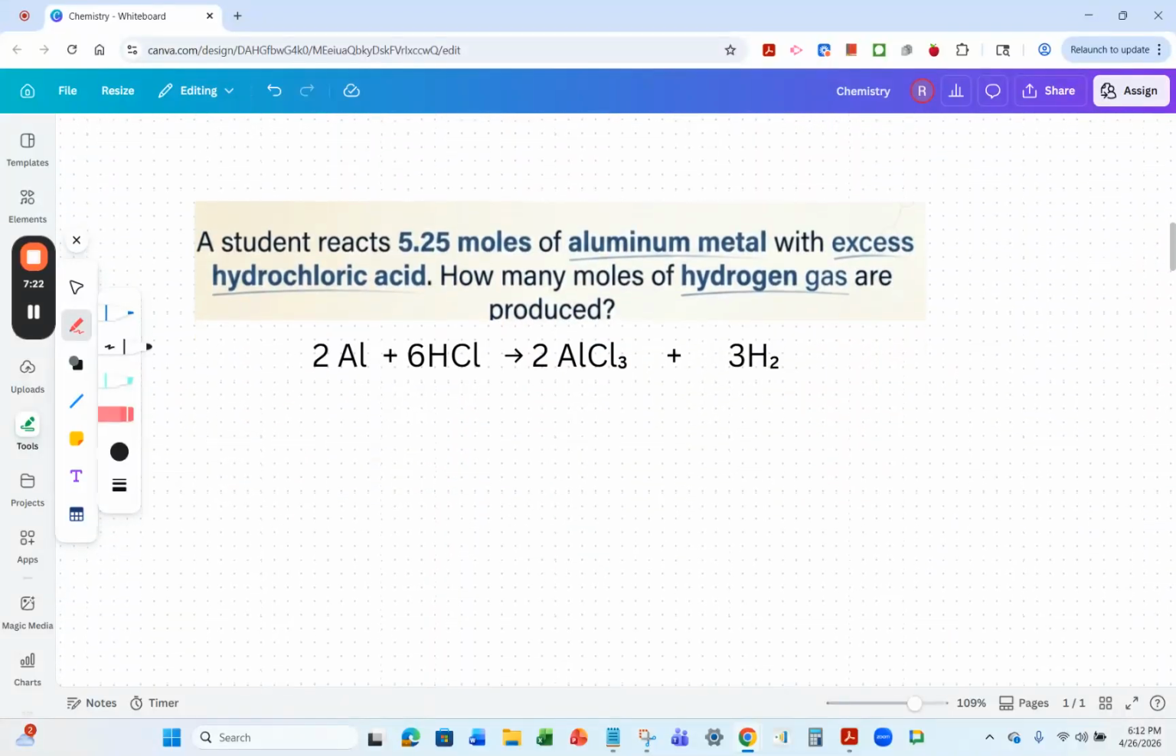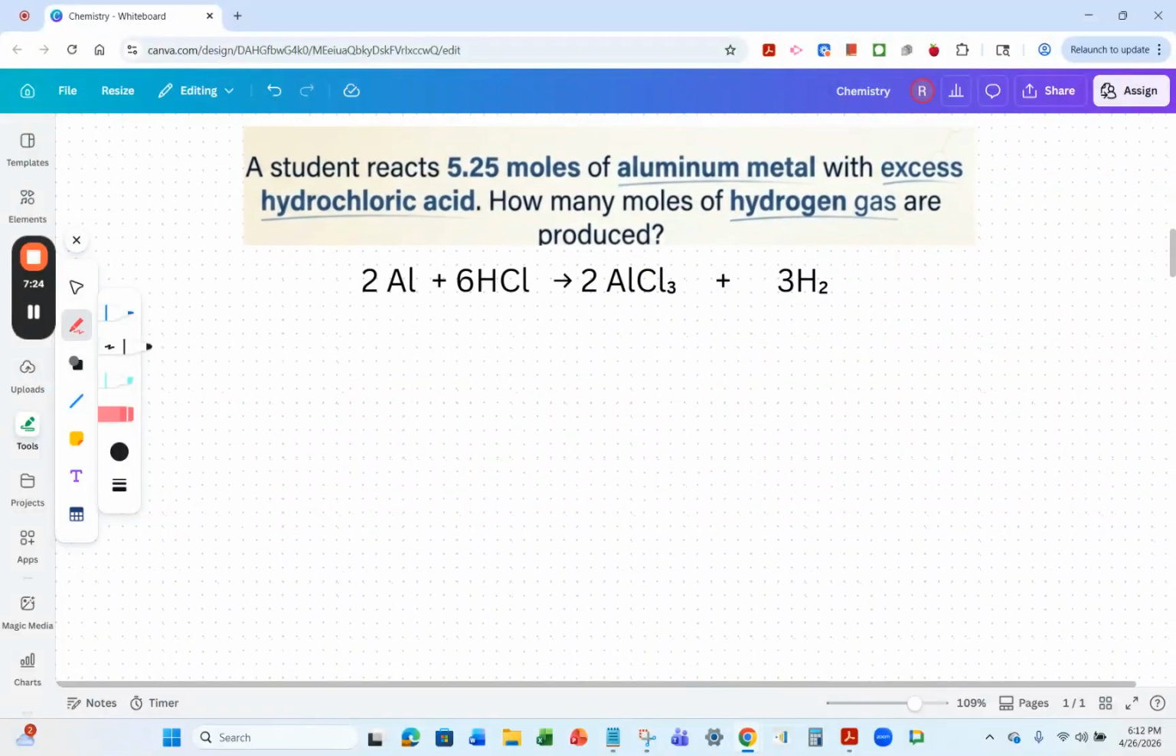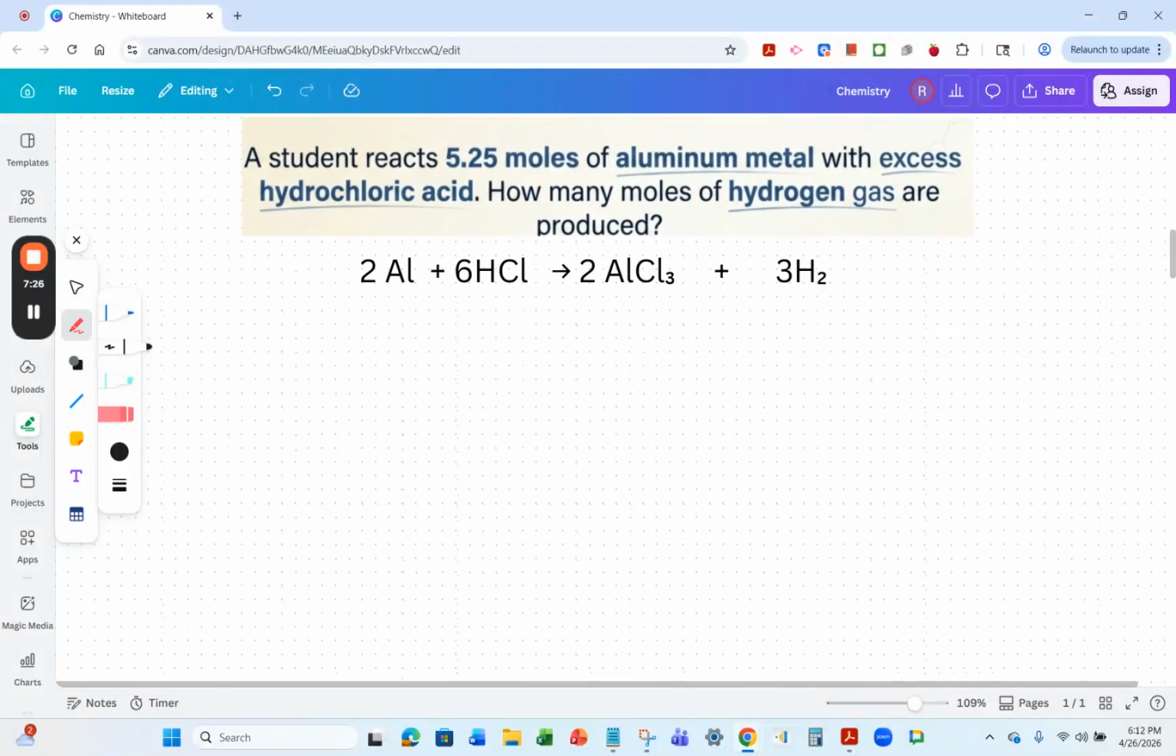I have one more problem to show you. Same thing, because we are doing mole to mole conversion. First of all, we should have the balanced equation. Same thing. Circle all the coefficients. Coefficient means the big number in front of the formula. Here we have 2 moles of aluminum, which means 2 is the coefficient. 6 moles of hydrochloric acid means 6 is the coefficient for HCl. And 2 moles of aluminum chloride, 2 is the coefficient.